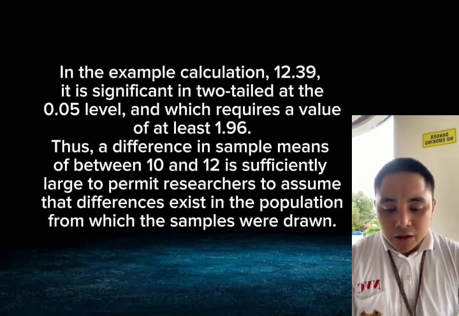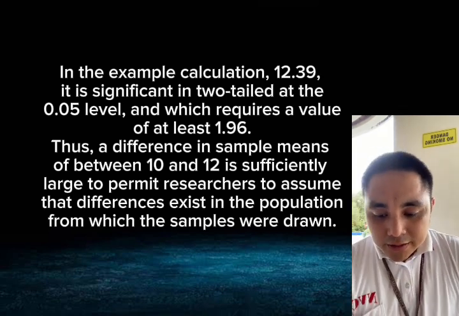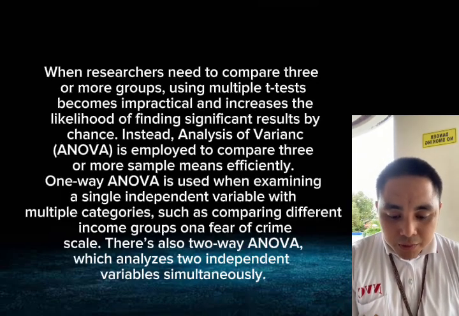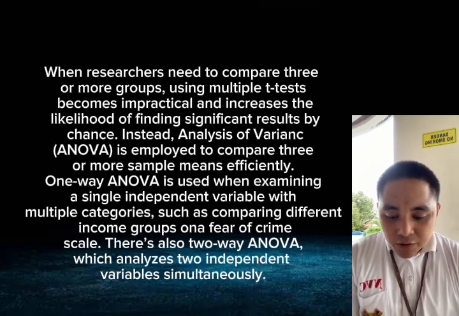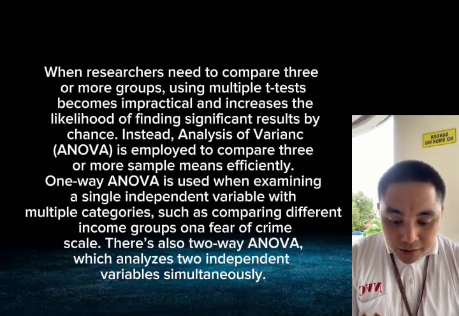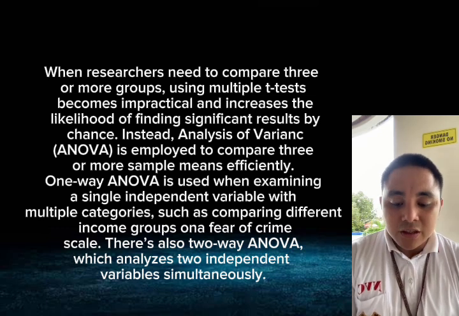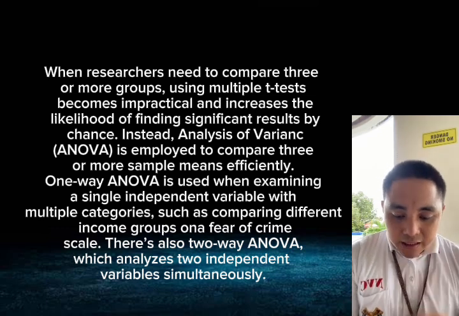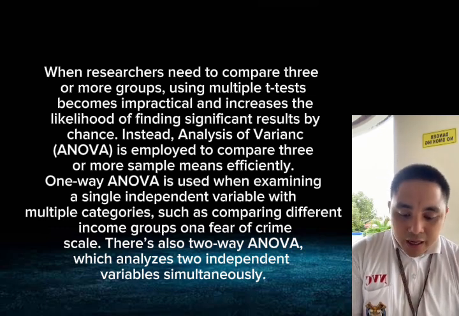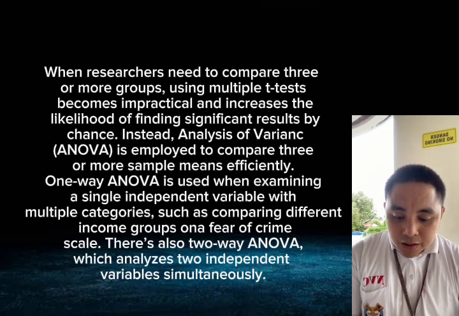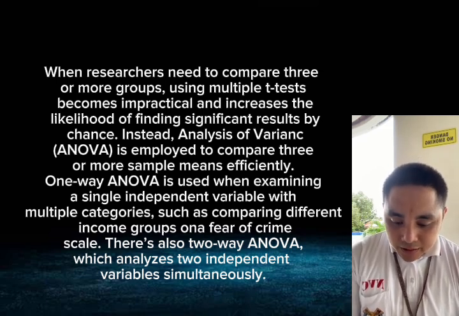Analysis of variance or F ratio test. When researchers need to compare three or more groups, using multiple t-tests becomes impractical and increases the likelihood of finding a significant result by chance. Instead, analysis of variance, ANOVA, is employed to compare three or more sample means efficiently.